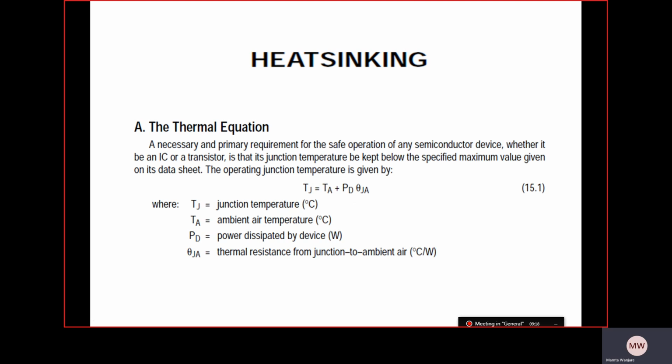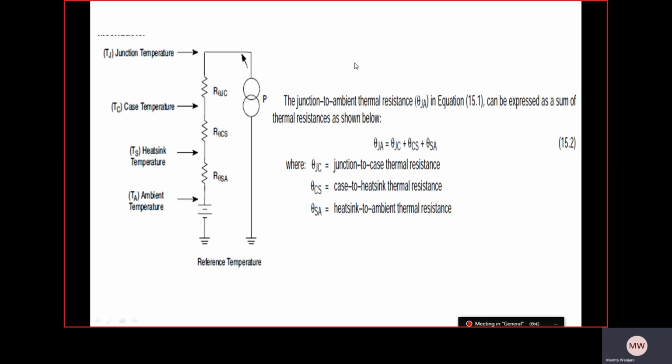Heatsink is a necessary and primary requirement for the safe operation of any semiconductor device, whether it be an IC or a transistor. The operating junction temperature we calculate as Tj equal to Ta plus power dissipation multiplied by theta JA. That is the basic circuit diagram of that.